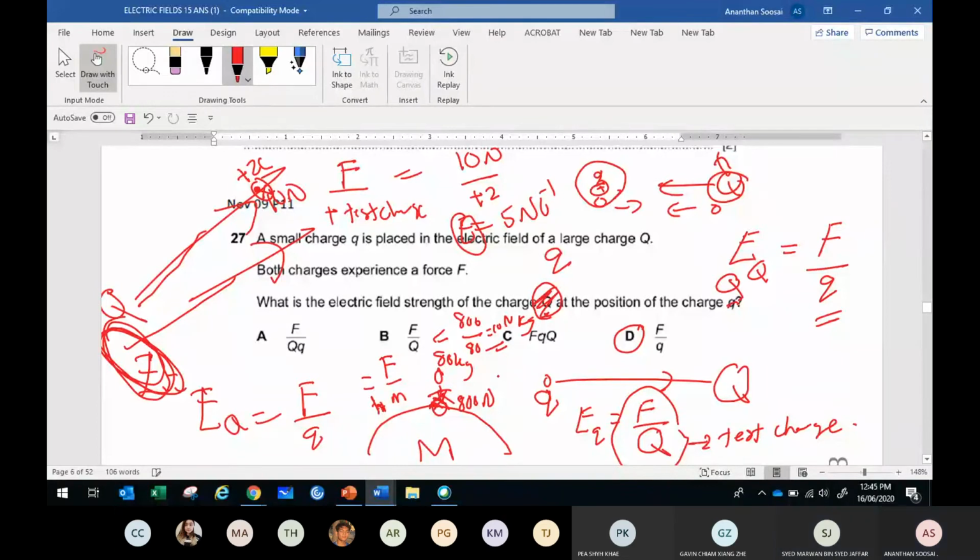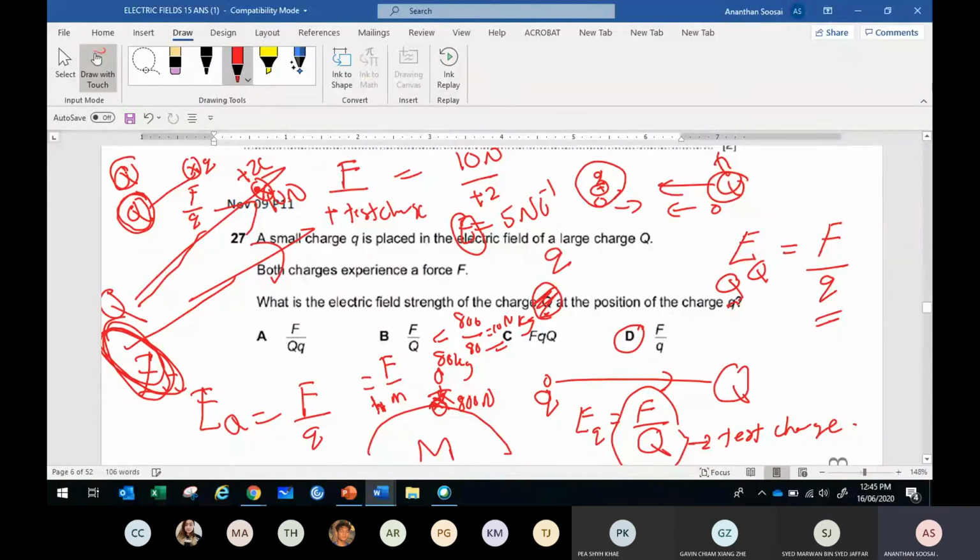So if you want to find the field strength of a charged particle, let's say capital Q, at one particular point, the force you must use is the force experienced by a test charge. And the test charge is the one that will tell the strength of the other body. So F over small q will decide the electric field strength of the other body, capital Q.